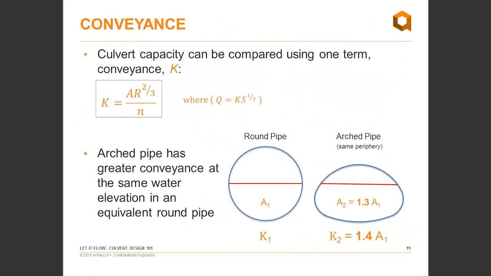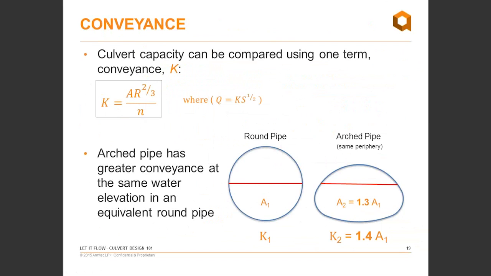Let's talk about the concept of conveyance. Conveyance really is just a simple term that can be used to describe pipe capacity. By rearranging some terms from that Manning's equation and taking slope out of the mix, you can get this term K that you can use to compare the capacity of different pipes based on their size, shape, and roughness. Roughness is obvious. We can easily see that the larger that Manning's n number is, the smaller the conveyance. Right? The rougher the pipe, the less conveyance.